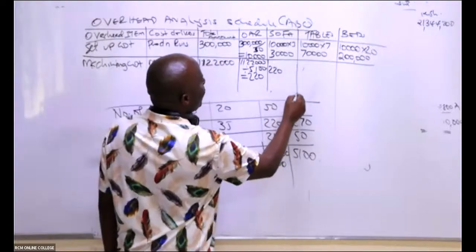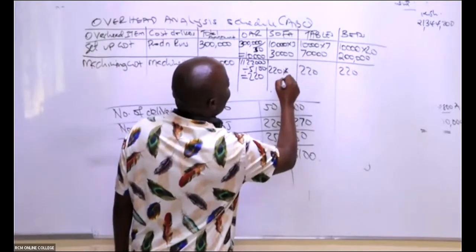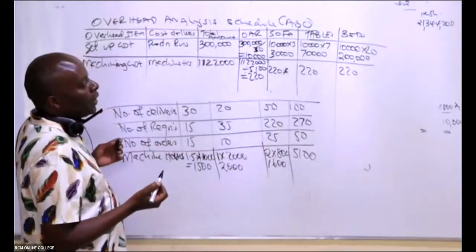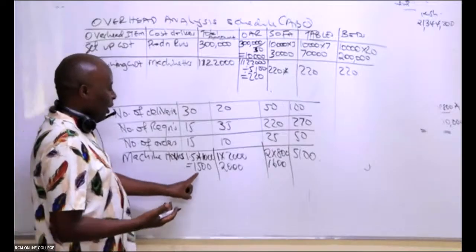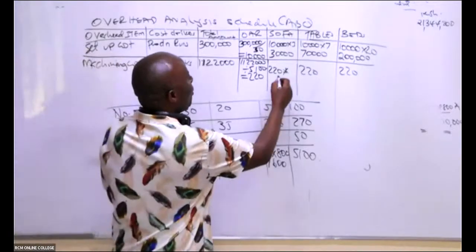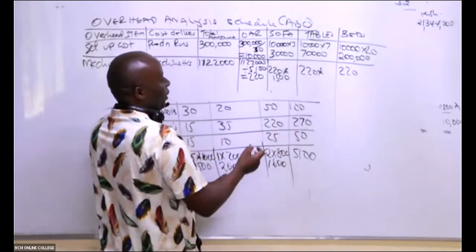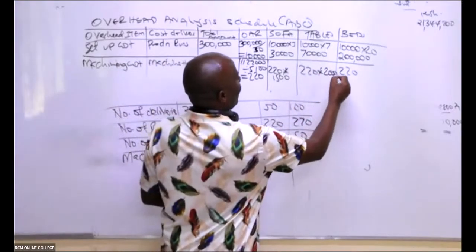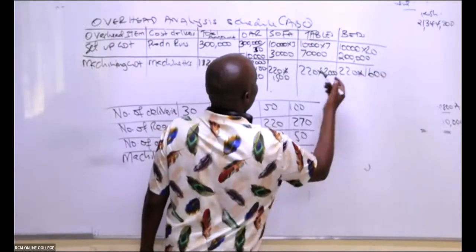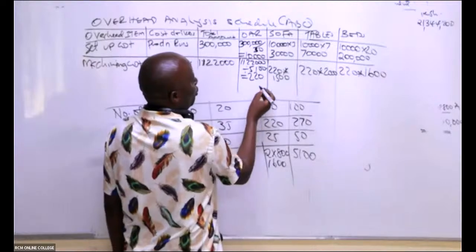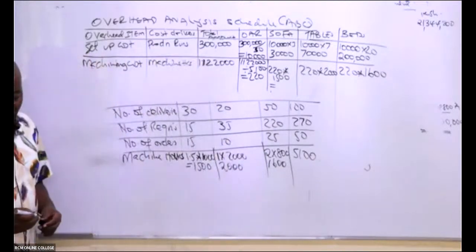So it will be 220 times the machine hours for each product. If it is sofa set, I have the machine hours for sofa set. They are 1,500. Times, in this case here, 2,000. Times 1,600. Like that. So are you able to give me these values?